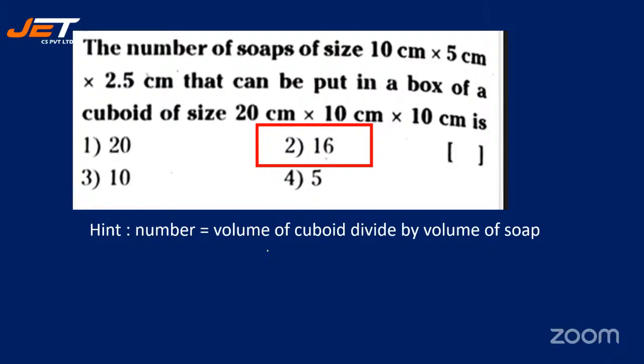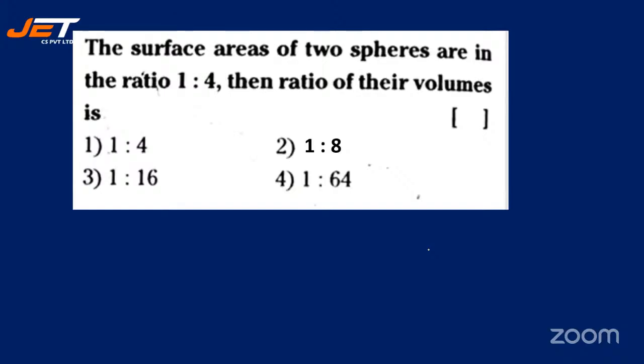So I just now checked. It is 20 into 10 into 10. This is the volume of the cuboid. So that divided by the volume of the soap. The volume of the soap is 10 into 5 into 2.5. So if you multiply and divide the numerator and the denominator, the resultant figure would be 16, option 2. All right, yes. Now let's move on to the next question.